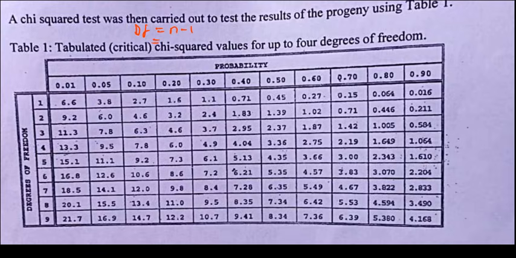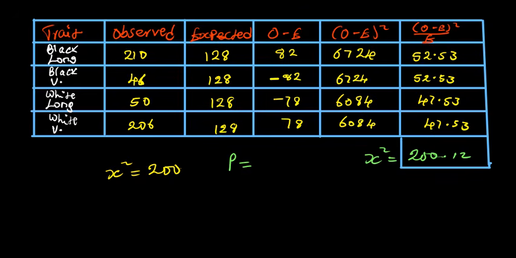So we have 4 different phenotypes in that cross. So 4 minus 1 means that our degree of freedom in this case is going to be equal to 3. So where is 3? So 3 is here as our degree of freedom. And also the 0.05 is there. So where the 2 intersect, that is our p-value. So the 2 intersect in here. So what is our p-value? Our p-value is 7.8.